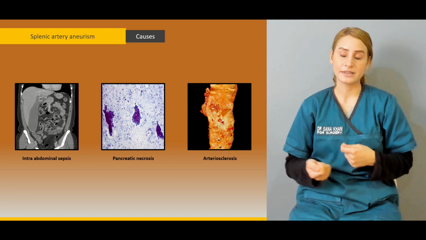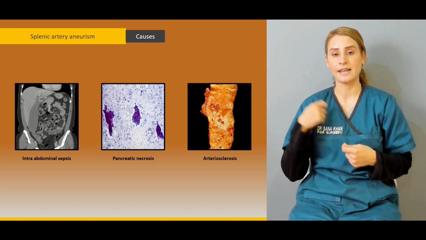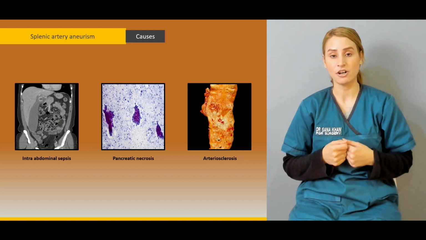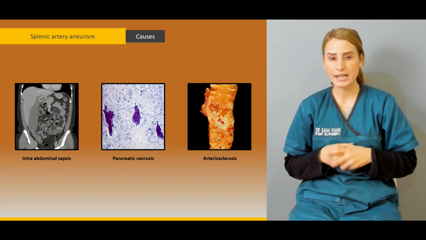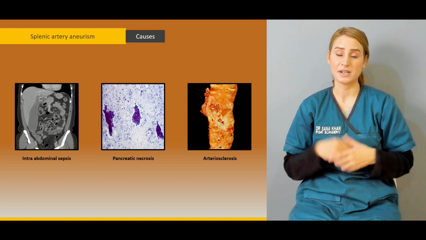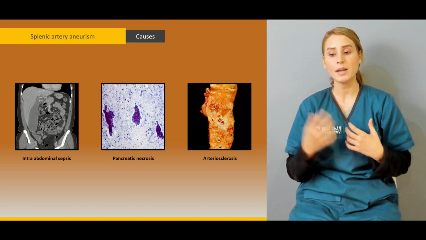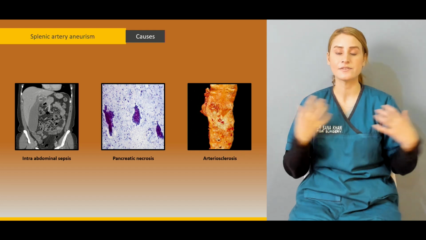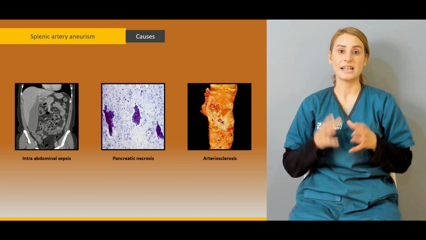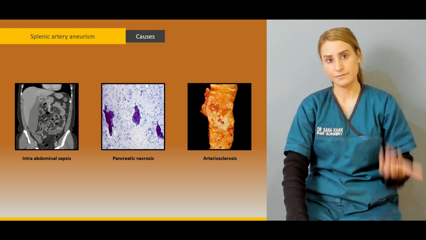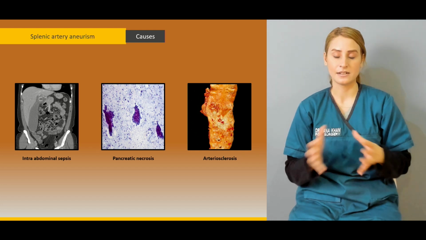And this thinning and the atrophic character of the artery can lead to aneurysm formation. The same happens in pancreatic necrosis and intra-abdominal sepsis, because a lot of the interleukins and cytokines are released as a result of the infection and the sepsis, and they in turn cause vasculitis of the vessels.